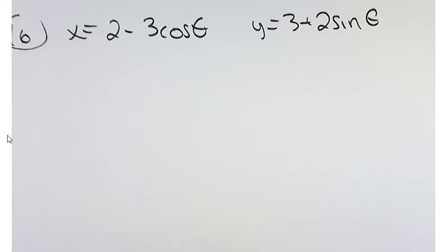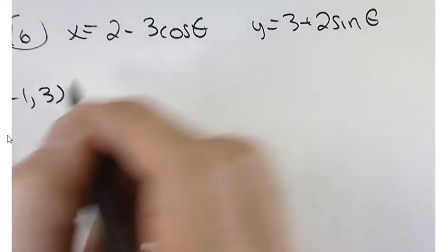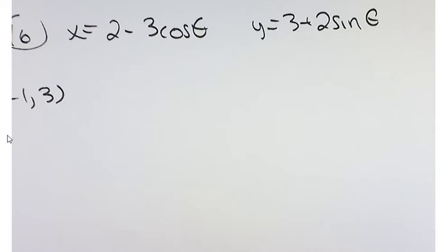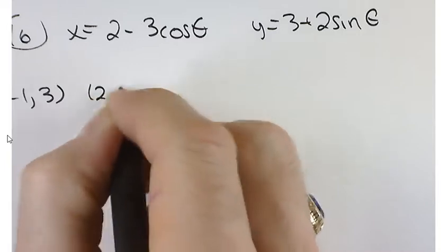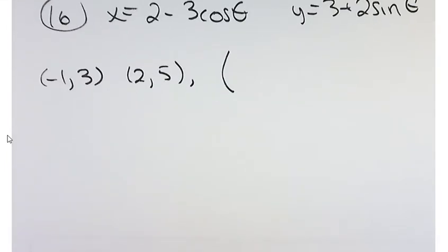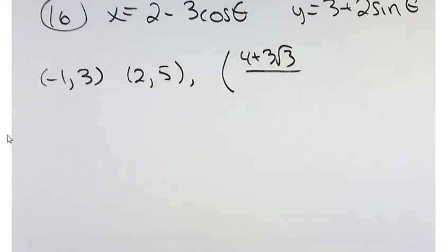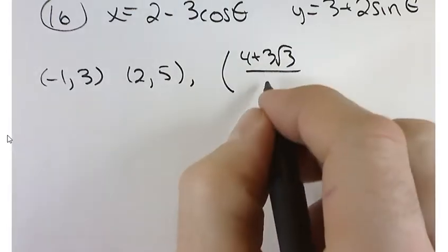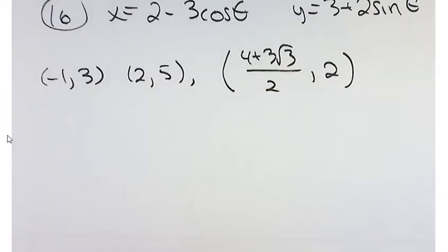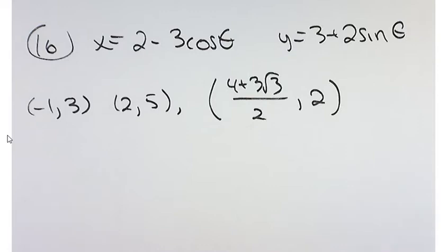They give us several points: negative 1 and 3. What else? 2 and 5. And one last tiny little regular ordinary point, 4 plus 3 square roots of 3 divided by 2, comma 2. So naturally we're going to work with just one point, and let's, I don't know, choose that one.